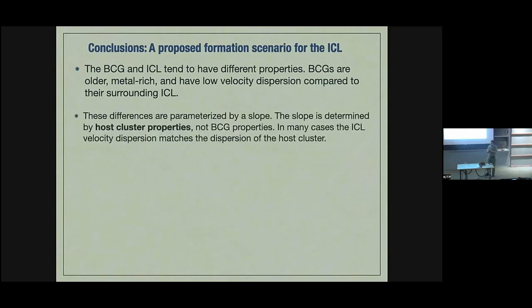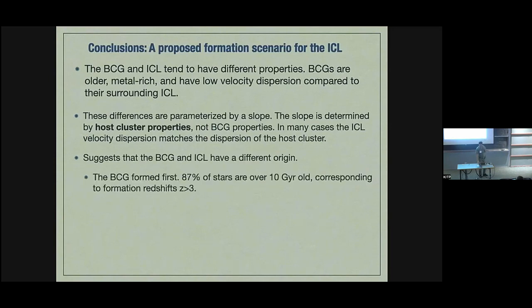These differences are parameterized by a slope. How much does the age change? And the slope is determined by host cluster properties, not BCG properties. In many cases, the intercluster light velocity dispersion matches the dispersion of the host cluster. This suggests that the brightest cluster galaxy and the intercluster light have a different origin.